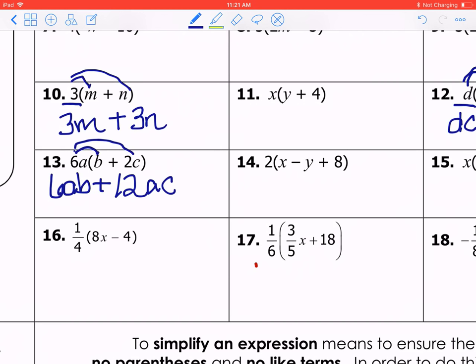Number 14 has now 3 terms in the parentheses, so you're just going to multiply the 2 3 times by each. So 2 times x, 2x. 2 times negative y, negative 2y. And lastly, 2 times 8 is a positive 16.